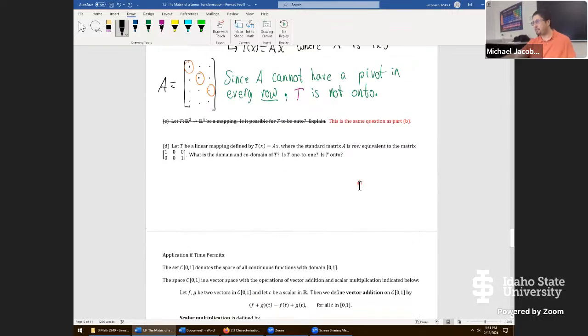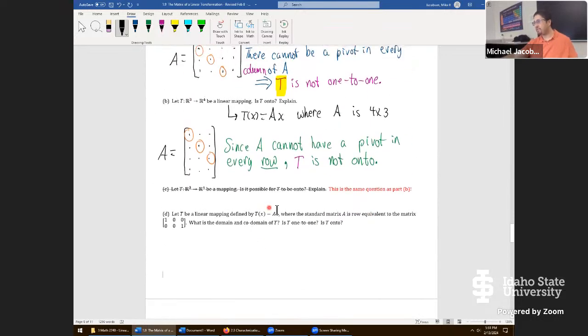Part D is a little bit different from the others. It says T of x equals Ax, where A is the standard matrix, and it's row equivalent to this matrix right here. So we don't know what the standard matrix originally looked like, but row reduction happened and it ended right here in its reduced echelon form. There's a couple questions. What is the domain and codomain? And word of warning, this is a typical exam 2 question that is usually pretty tricky, I'd say.